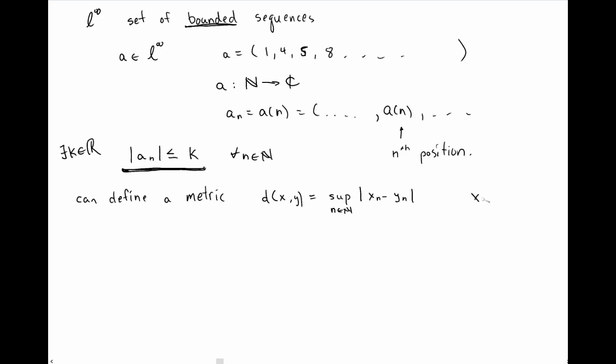Where x is x1, x2, and so on, and y is y1, y2, and so on, right? So we can test that out and show that this is a metric.